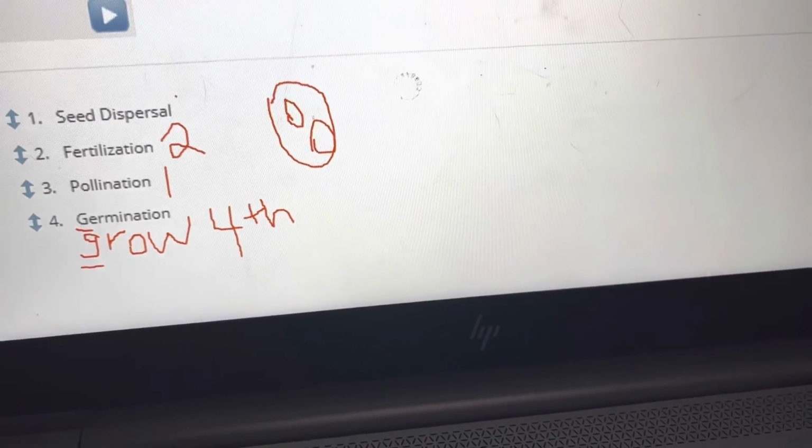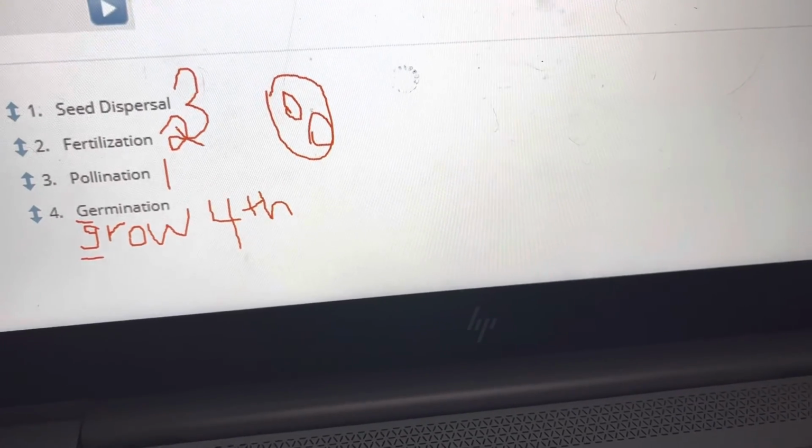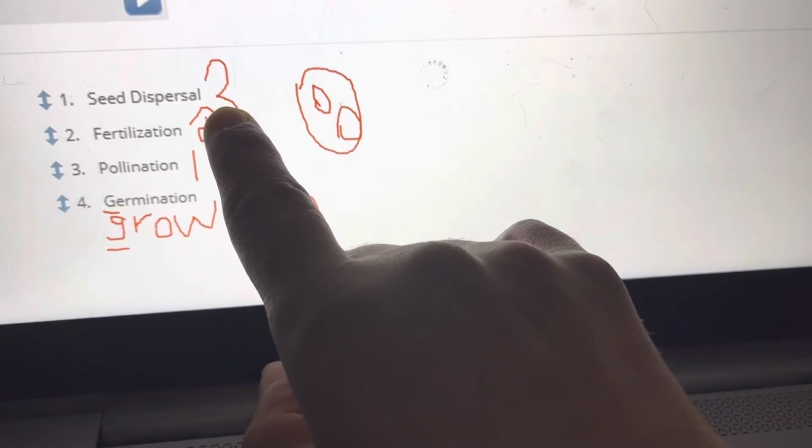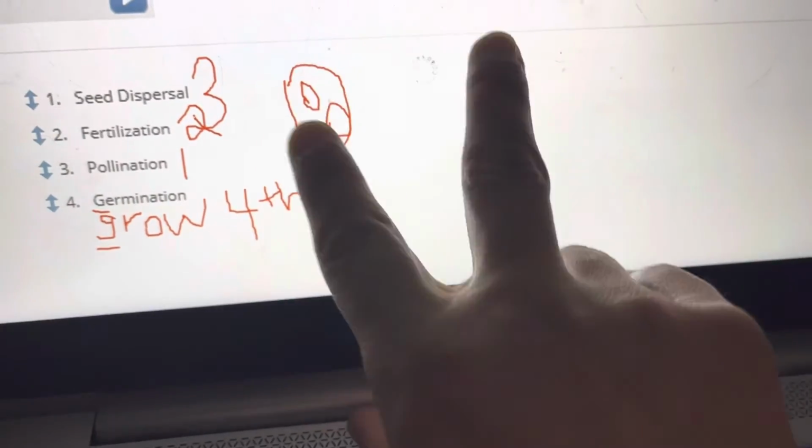So once they're fertilized, then they can disperse. Dispersal is third, and that means that they're going to scatter or leave or go.